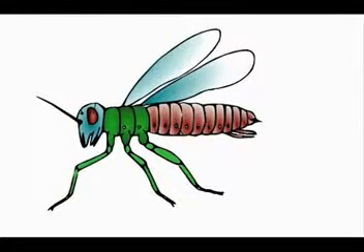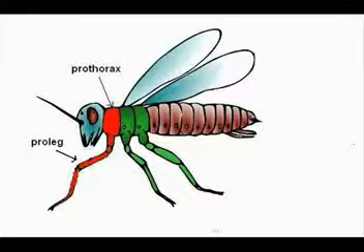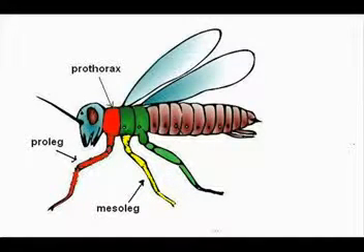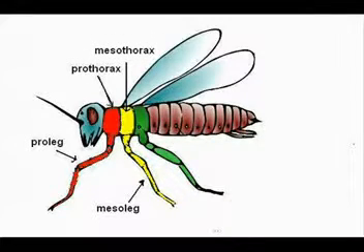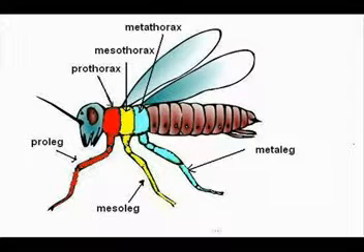Any of the three paired appendages present on the thorax of an insect is called an insect leg. Insect legs support the insect body and also help in movement and several other functions. All insects have three pairs of legs. The first pair, or prolegs, are located on the prothorax. The middle pair, or mesolegs, are present on the mesothorax, and the hind pair, or metalegs, are present on the metathorax.